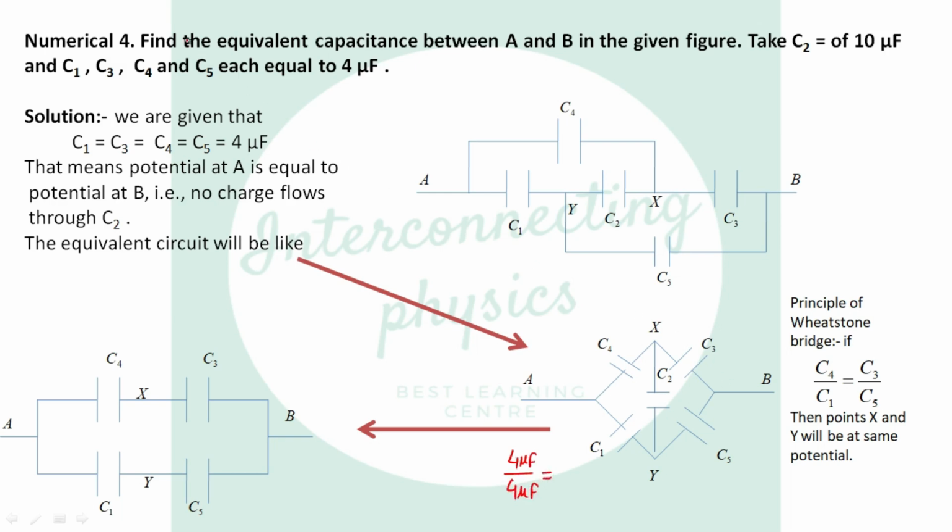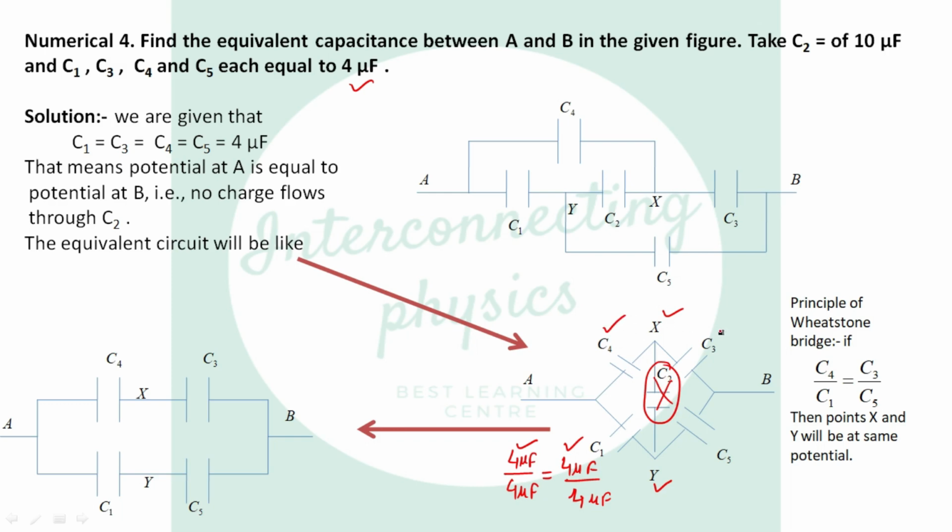What is the value of C3? 4 microfarad. And what is the value of C5? 4 microfarad. It means left hand side is equal to right hand side. That means point X and point Y are at the same potential and we can ignore C2. Okay, then the equivalent diagram will be.